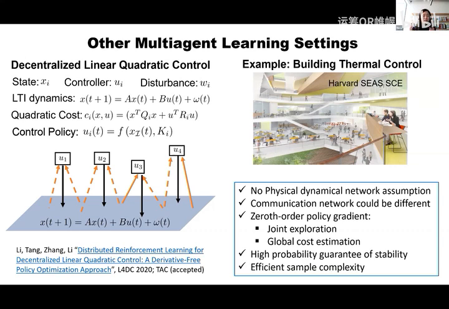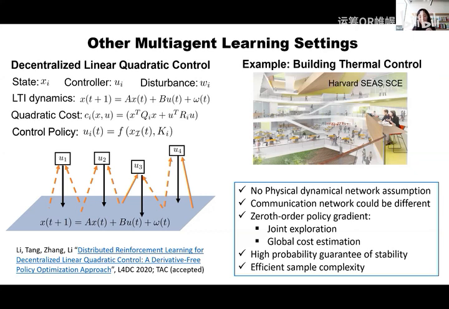For this one, as I mentioned, we do not assume a network structure for the communication. We still have some communication among different agents, but it can be different from the physical network, which is usually what happens in practice. You can build a totally different communication network to engage people's cooperation. For the algorithm, we designed it based on zeroth order optimization. The difficulty is how individuals can do joint exploration and how they can do global cost estimation. We can guarantee stability with high probability, and we have a sample complexity analysis.